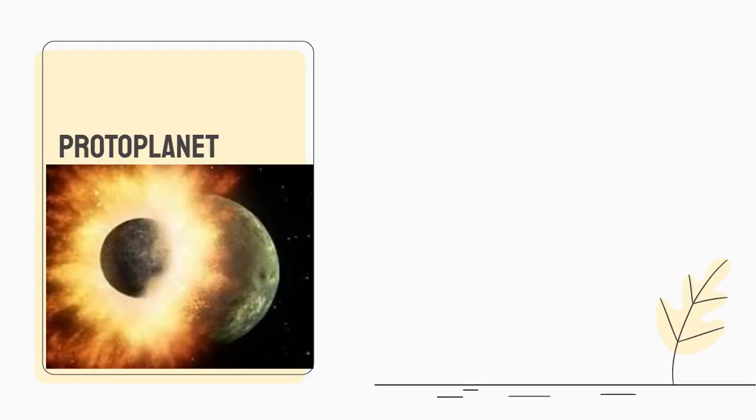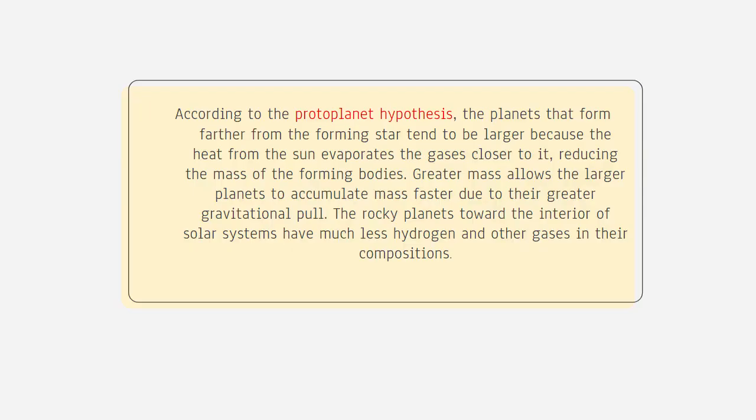Next one, we have the protoplanet. So what is a protoplanet? According to the protoplanet hypothesis, the planets that form farther from the forming star tend to be larger because the heat from the sun evaporates the gases closer to it, reducing the mass of the forming bodies. The greater mass allows the larger planets to accumulate mass faster due to their greater gravitational pull.